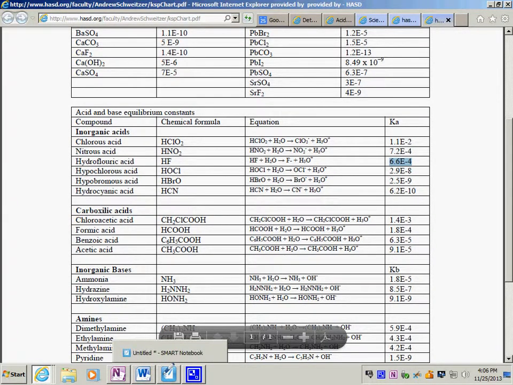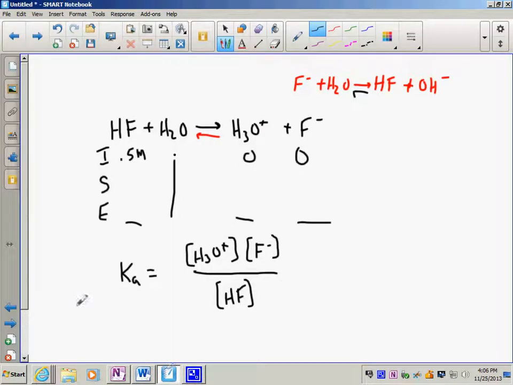Now, 6.6 e to the negative fourth, without complicating things too much. You go minus x, plus x, and plus x. Now, I can't put a minus 0.5 here because I don't know that I lose all of it. In fact, based on this K, as far as a weak acid is concerned, the majority of my materials are staying on the reactant side. I don't get many products.